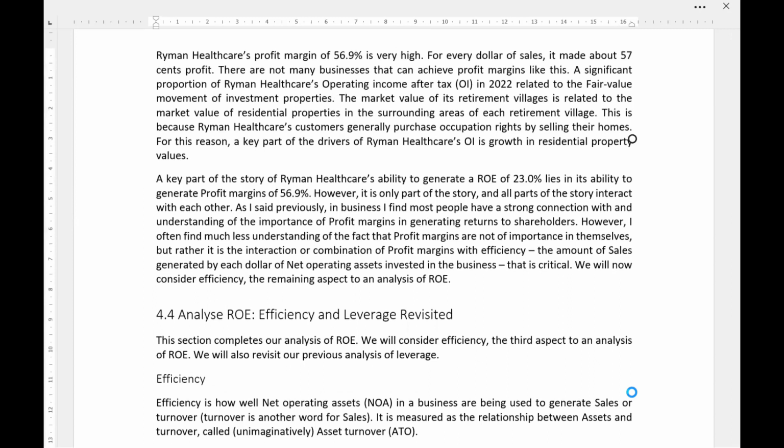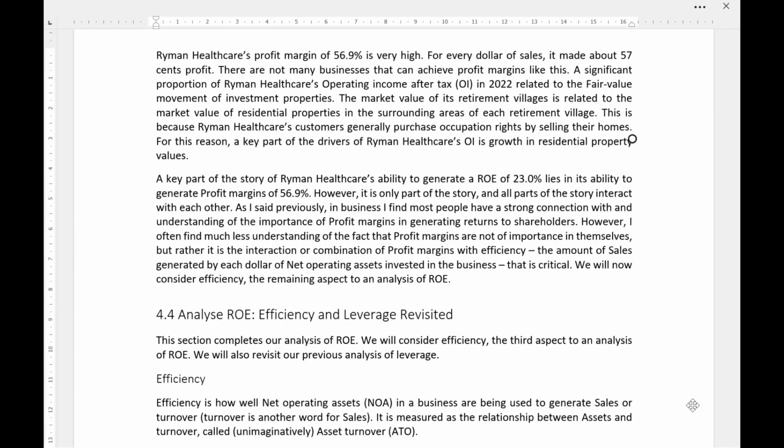Ryman Healthcare's profit margin of 56.9% is very high. For every dollar of sales it made, about 57 cents profit. There are not many businesses that can achieve profit margins like this.